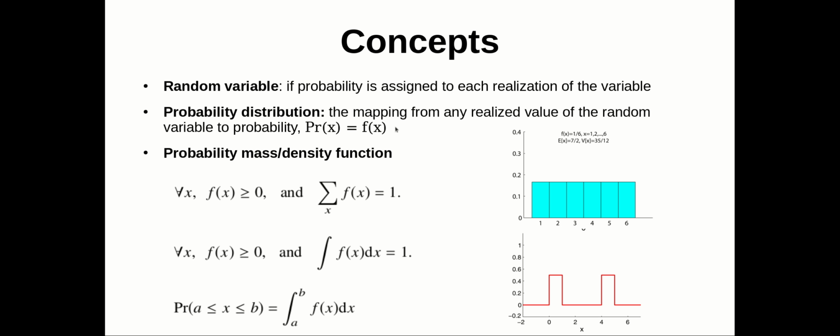The probability of a particular realized value of the random variable. Right? It's a mapping from any realized value, which is x, to the probability of that realization. Right? So that's what we call a probability distribution.